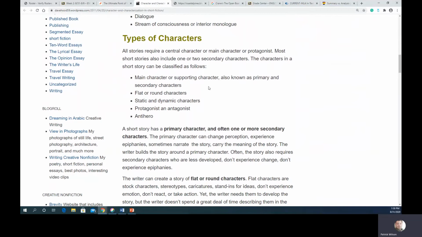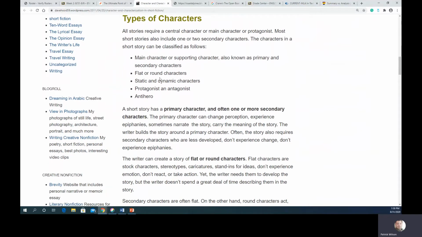We know about the main characters, supporting characters. Sometimes they're called primary and secondary characters. We have flat and round characters, static and dynamic characters, protagonist and antagonist, and anti-hero. So as you read the last 2 stories last week and the story this week and the stories to come, we want to think about some of these different types of characters that you come across.